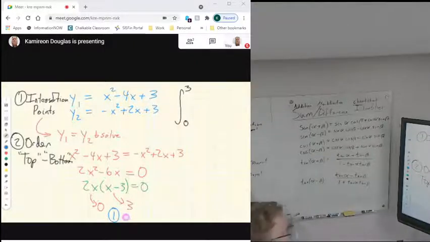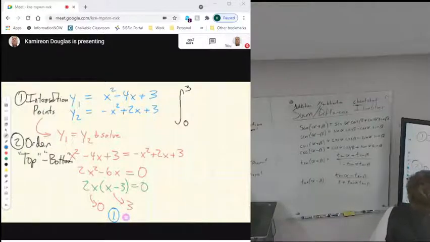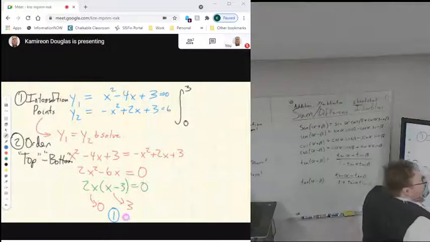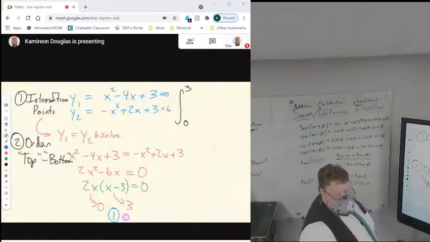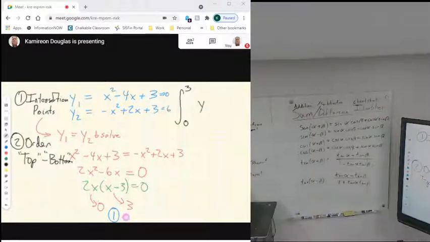Okay, so I plug in 1. So 1 squared minus 4 times 1 plus 3. 1 squared is 1, minus 4 times 1 is negative 4. 1 minus 4, that'd be negative 3, plus 3. So 1 gives me 0. So it gives you 6. So then which was my top function? y2. So in this case, I'm going to integrate y2 minus y1 with respect to x.